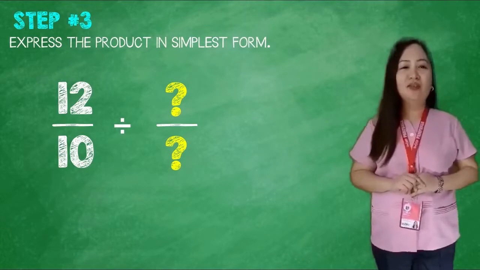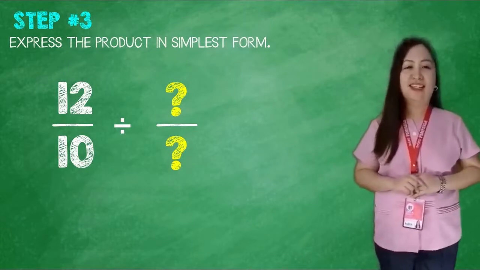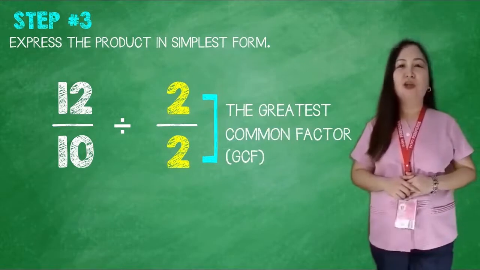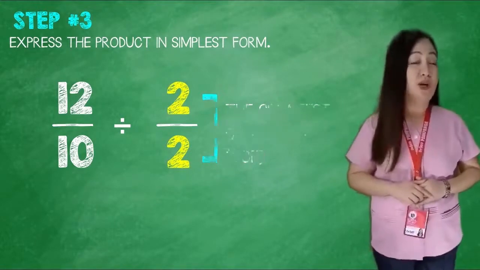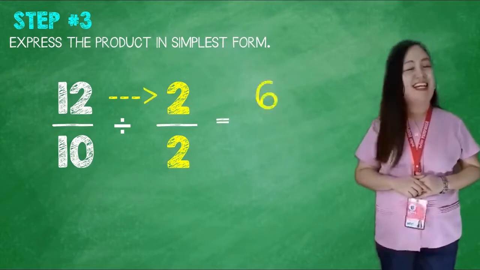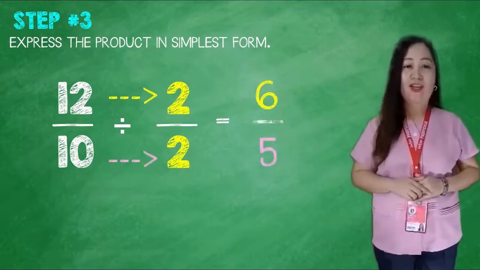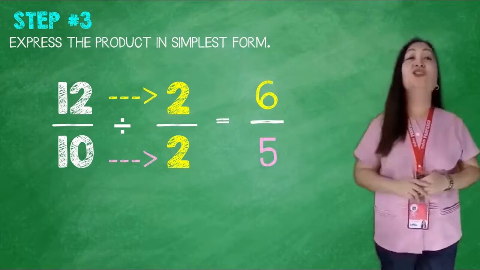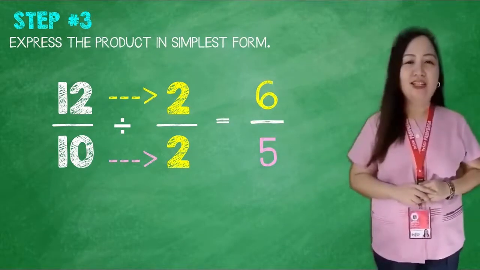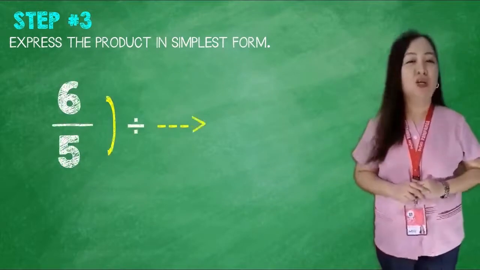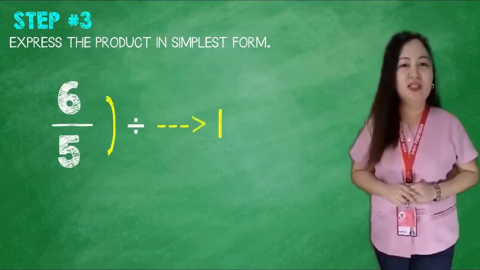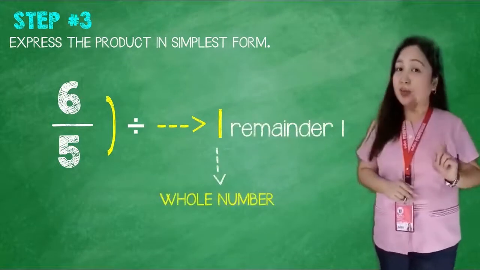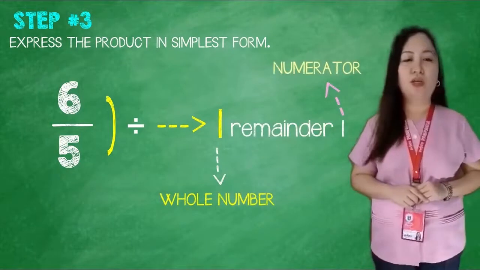What number can we divide both 12 and 10 by? It is 2. 2 is called the greatest common factor or GCF. So 12 divided by 2 is 6. 10 divided by 2 is 5. So the lowest terms is 6/5. But we can still change it to a mixed fraction. Let us divide 6 by 5. The quotient is 1 and the remainder is also 1. The quotient 1 will be the whole number. The remainder 1 will become the new numerator.